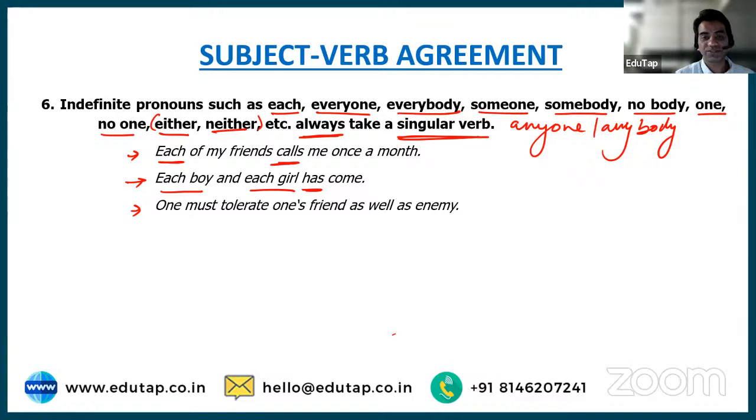All right, guys. Let's continue the session. One must tolerate one's friend as well as enemy. So that now when we see any of these words, can you note down these words? Has everyone noted down these words? Each, everyone, everybody, someone, somebody, no one, nobody, either, neither.